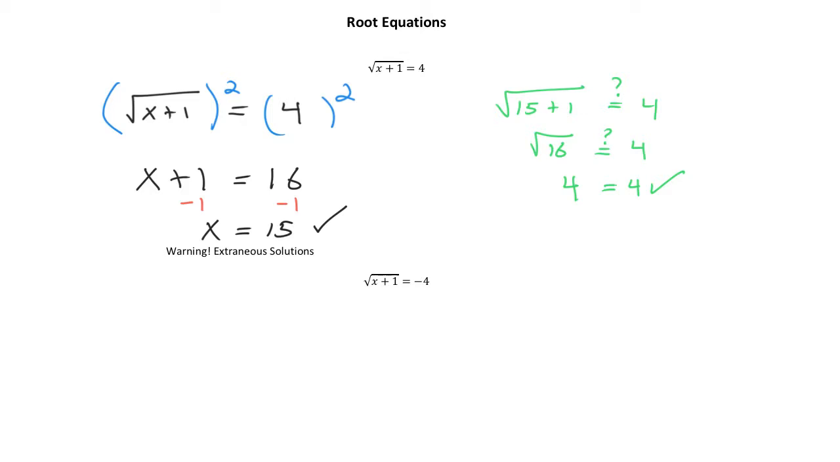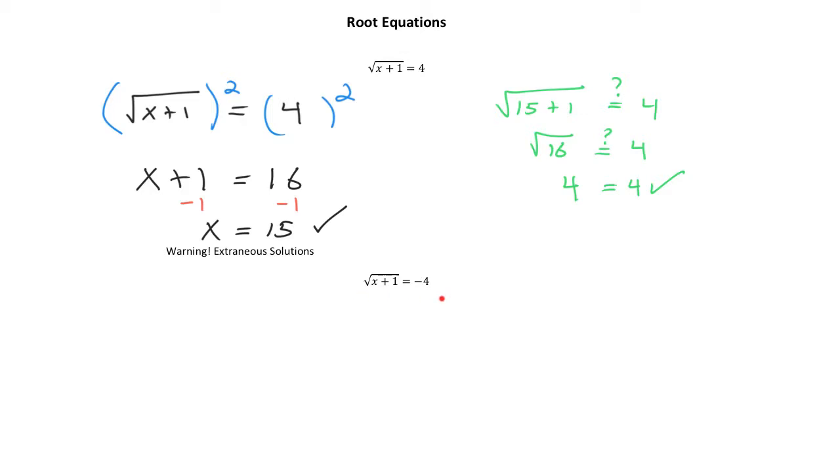So here's the general strategy. The goal is to get rid of the root symbol. And here, since it's a square root, that means you can square both sides. One thing to look out for is this process can potentially give you what we call extraneous solutions. They look like they're solutions, but when you plug them back into the original equation, the left side will not equal the right side. So let's try that here.